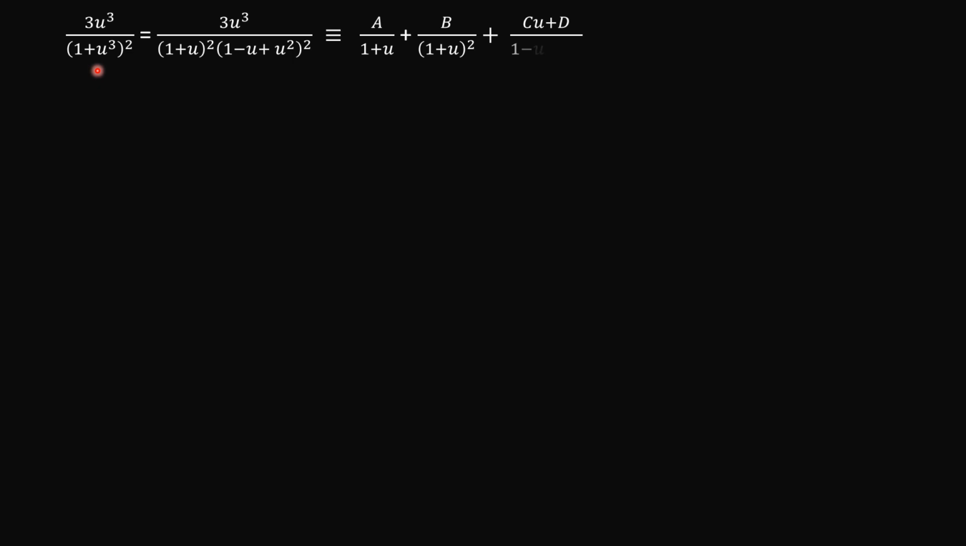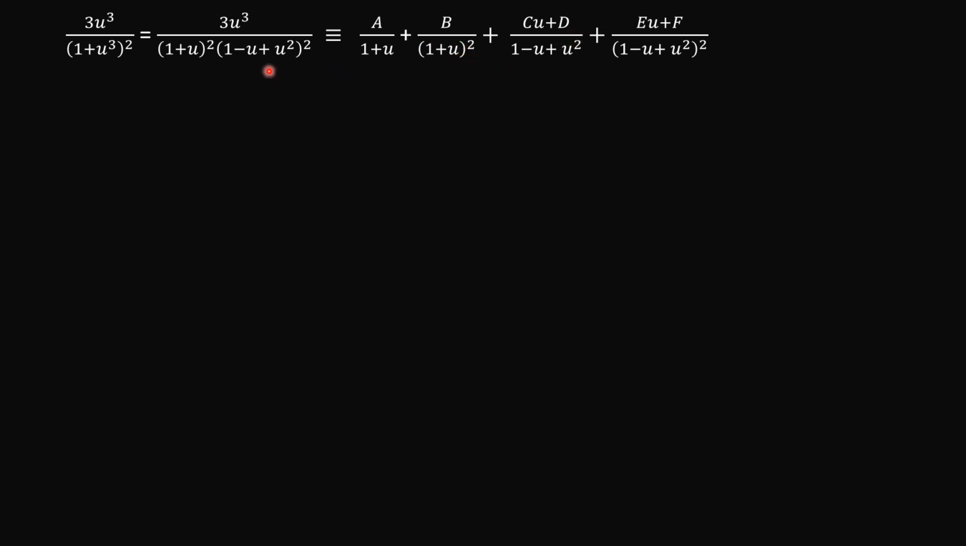And so 1 plus u cubed is the same as 1 plus u times 1 minus u plus u squared. And the square here now can be attached to that, and we can expand it out so that we have A over 1 plus u, and since we have repeated functions or polynomials here, we would also do now B over 1 plus u squared.